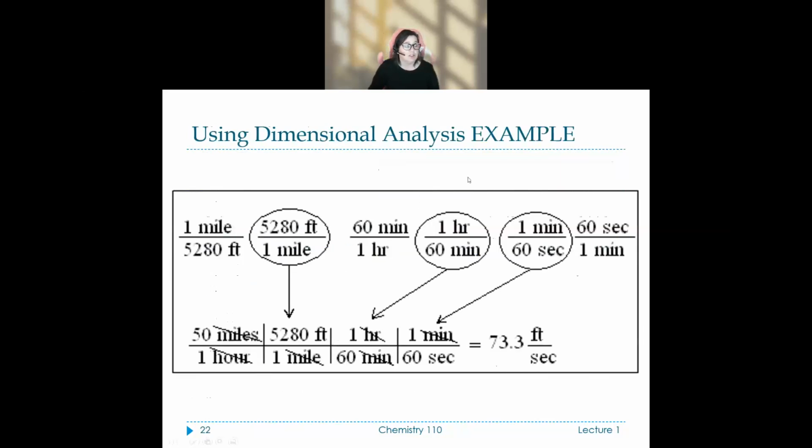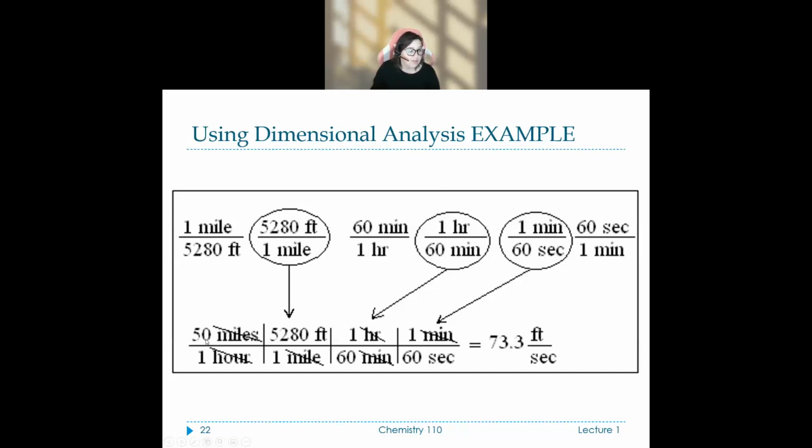Here's another dimensional analysis example. Everything I have up here at the top are conversion factors. 1 mile is 5,280 feet, or 5,280 feet per 1 mile. This is the same thing, just flipped over. I have 60 minutes in an hour, or 1 hour is 60 minutes. Again, same thing, just flipped over. 1 minute is 60 seconds, or 60 seconds in 1 minute. Again, same thing, just flipped over. The reason we've done that is because we want to be able to use the right conversion factor.